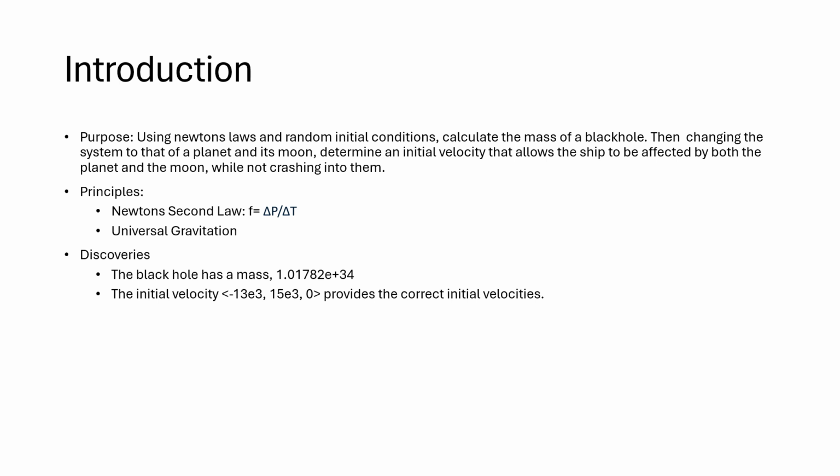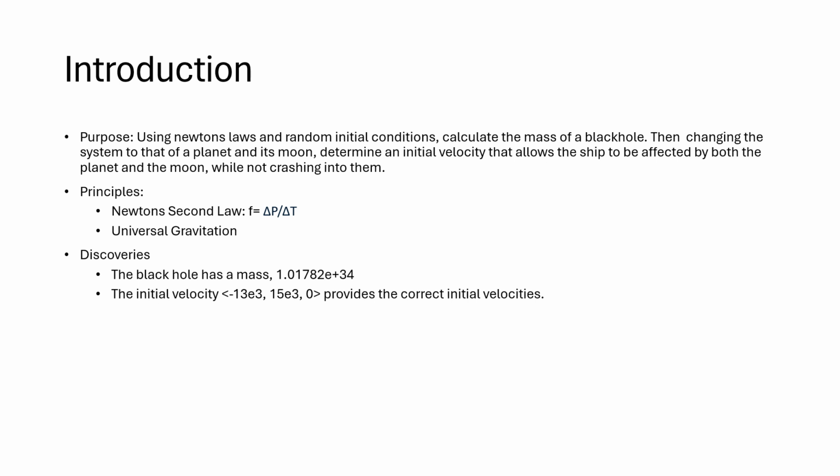So our introduction, the purpose of this lab is to use Newton's laws and some random initial conditions to calculate the mass of a black hole. And then we change the system to that of a planet and its moon, and then determine the initial velocity that allows our ship to be affected by both the planet and the moon while not crashing into them. And we're going to be using the principles of Newton's second law and then universal gravitation.